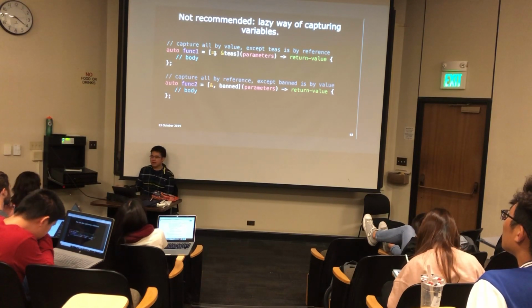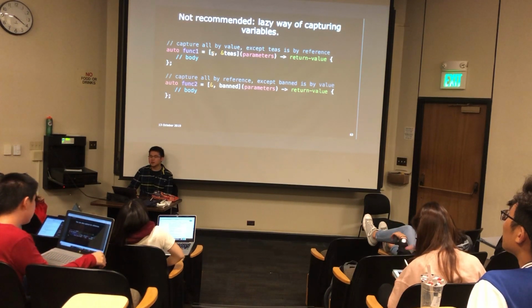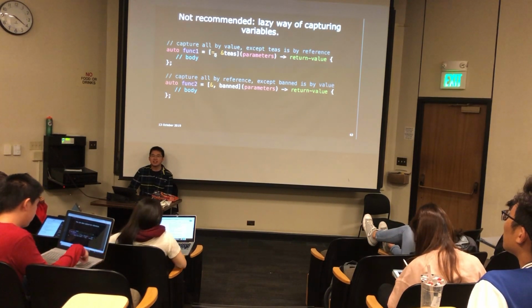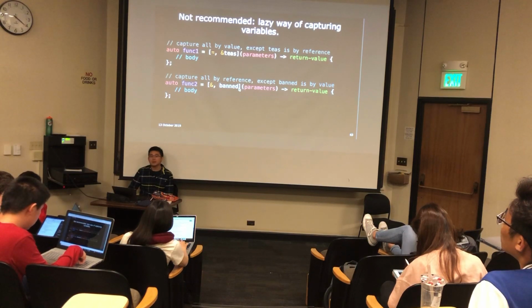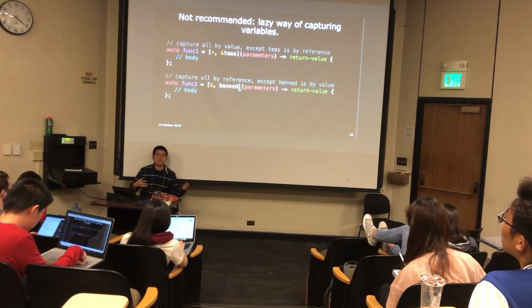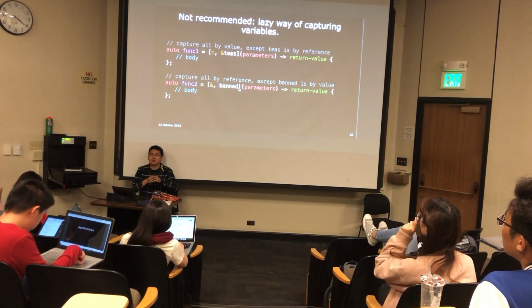There are also ways you can just capture everything. If you do an equals, that means capture everything by value. Then if there are some things you want to particularly capture by reference, you write those afterwards. You can also capture everything by reference and then except whatever you write, that's by value. Not recommended, because this kind of makes it global. It's like capturing everything that's available into your function.